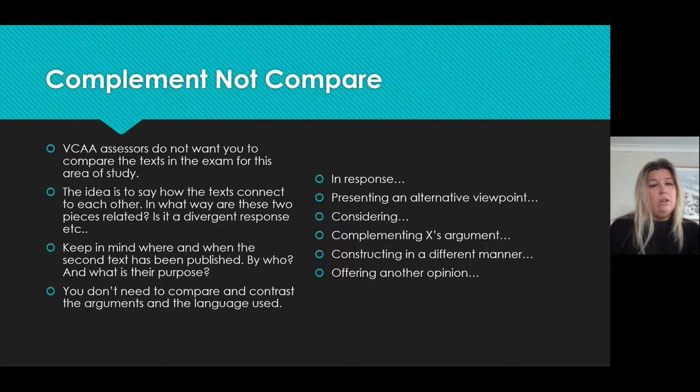If it was the SAC, yes, I would have to do that, but not for the exam. What you should keep in mind is where and when was the second text published? Who was it by? What was their purpose? How do these pieces connect? And here are some sentence starters to help you. Is it writing in response? Is it presenting an alternative viewpoint? Is it complementing X's argument? Is it constructing in a slightly different manner or offering another opinion? That's all you need to do. You do not need to compare and contrast the arguments and language used.